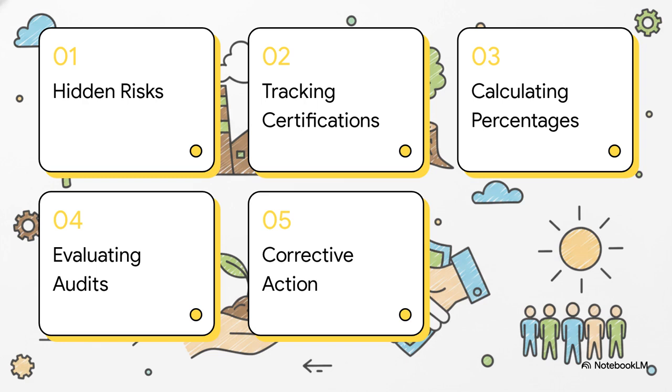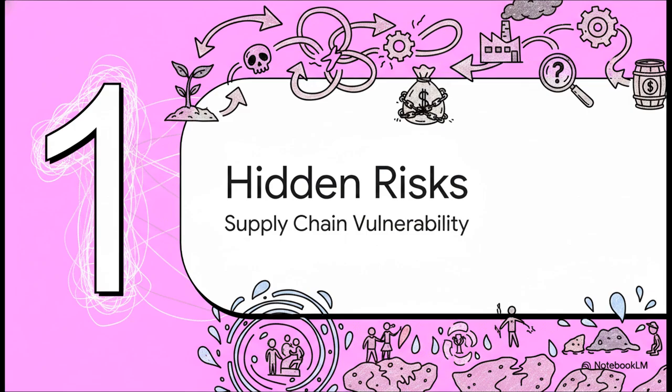Well, here is our roadmap for today. We'll cover 1. Hidden supply chain risks, 2. Tracking third-party certifications, 3. Calculating certification percentages, 4. Evaluating supplier audits, and 5. Taking corrective action. Let's jump right into part 1.